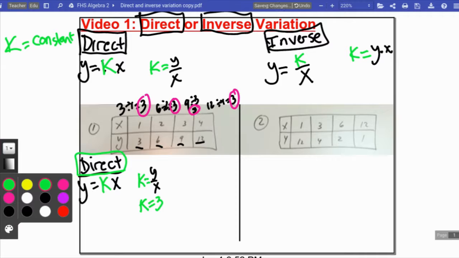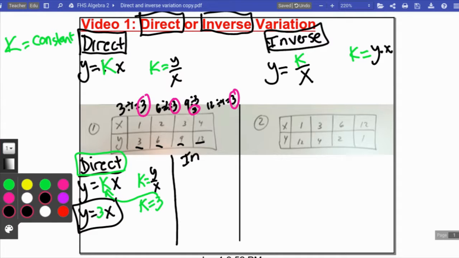And then you can write it this way. Check this out. Take this 3, plug it in right here: Y equals 3x. Because sometimes I might ask you to write the equation. All right, so it's direct. But what if you didn't know? What if you test out inverse? You're like, I want to see if it was inverse. Because you just want to know everything, right?